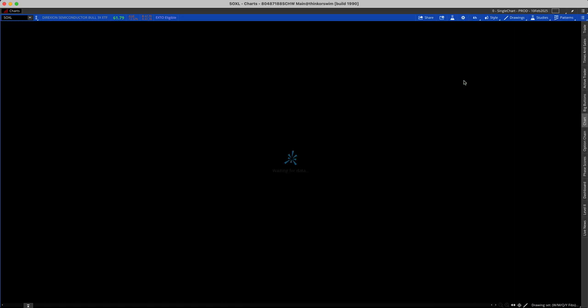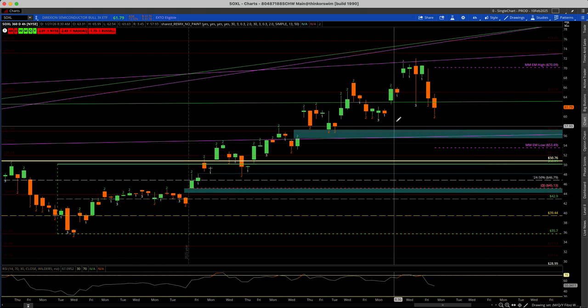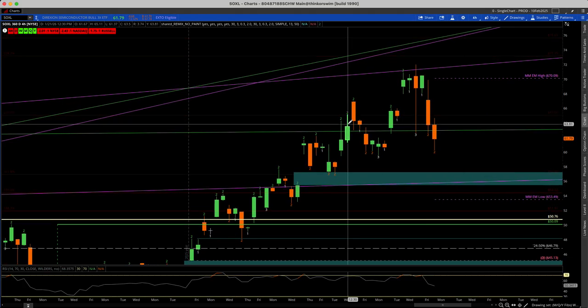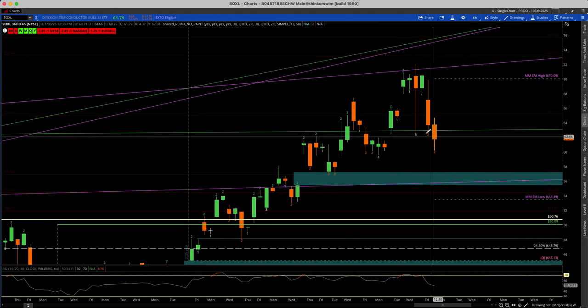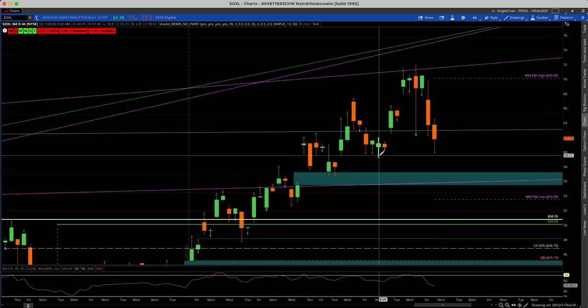Looking at the 4 hour, right, it's starting to spill over into the 4 hour as well. A little bit cleaner chart for us here. There we go. Right, so we've got our high. We've got this soft higher low here. Obviously broke through that today.